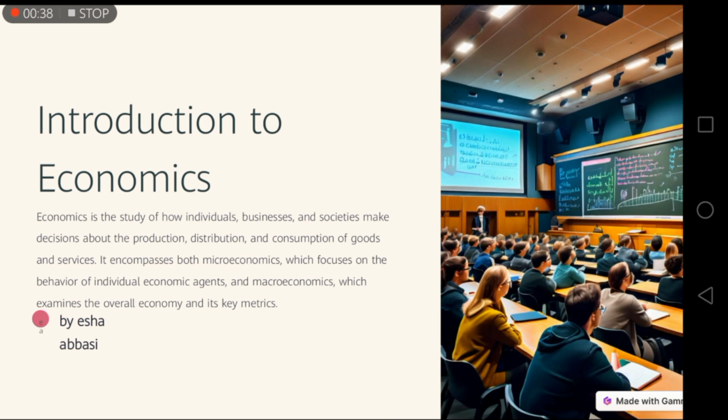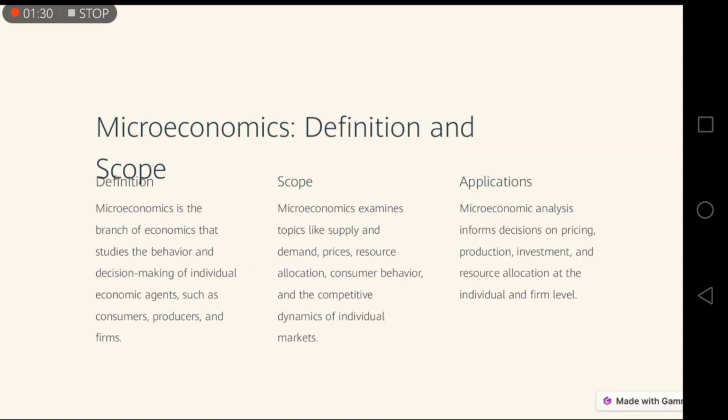and its key metrics. As we discussed in the previous lecture, economics is the study of how individuals, businesses, or many other sectors utilize their limited resources to get the maximum utility from them, because the resources are very limited, while human wants are unlimited, so they have to manage the limited resources. To manage the limited resources, we have macroeconomic agents as well as microeconomic agents. In the next slide we have the microeconomics definition and its scope.